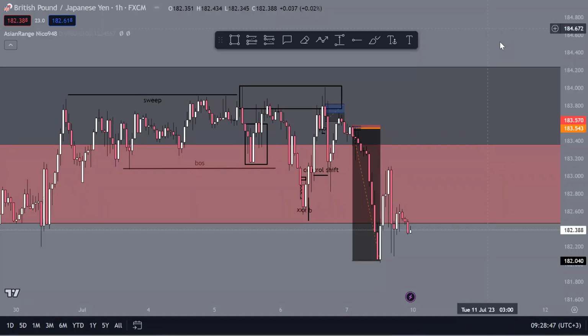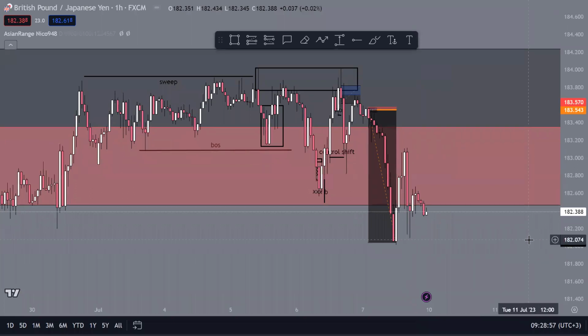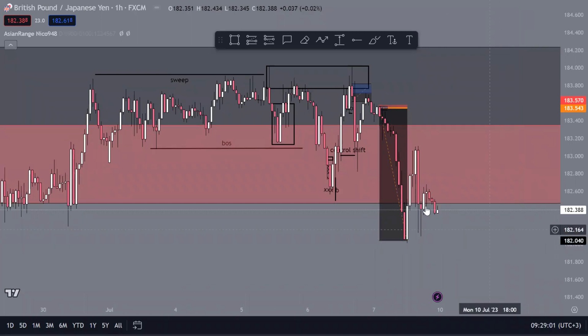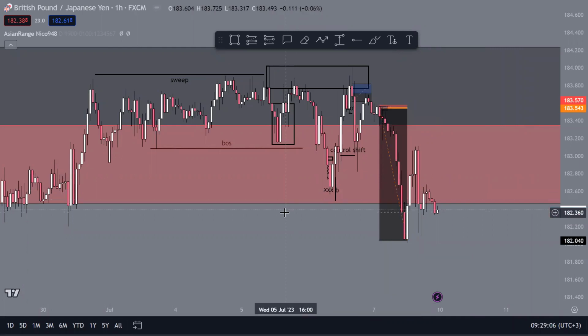Let's take a look at this trade breakdown. I really hope it's going to change your approach to the market. The trade was a decent trade, over 50R, as you can see, plus 55 risk-to-reward ratio. A decent win. So it is what it is.